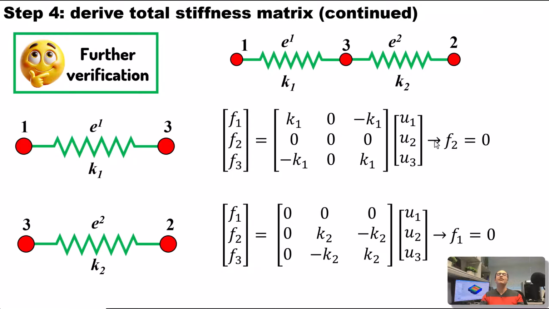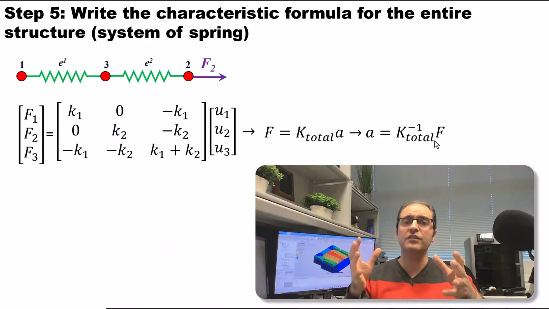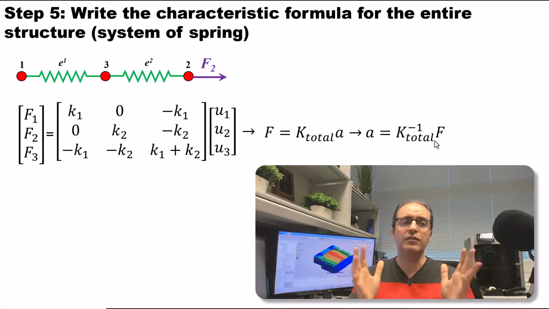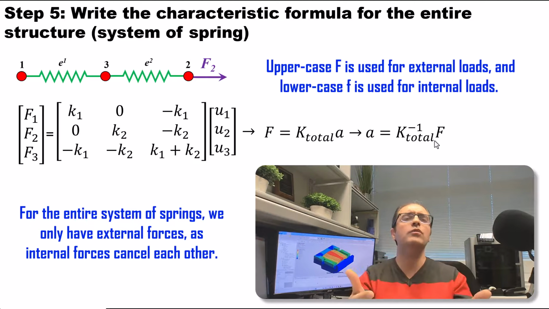Now that we have found the total stiffness matrix, we're going to go to the next step. In the next step, we are going to write the characteristic formula for the entire system of a spring, or the entire structure. You can see that this is pretty simple. You have F1, F2, F3 on the left-hand side, and then you have K total times U1, U2, U3. You can also write it in a more compact form: F is equal to K total times A. And to solve this problem, you will do it this way: A equals K inverse times F. But can we do it? We're going to discuss that. This step is pretty straightforward, and we're going to go to the next step.